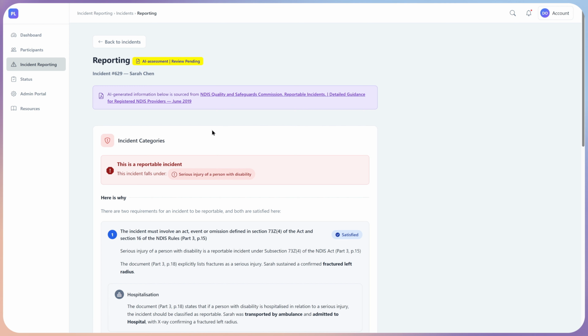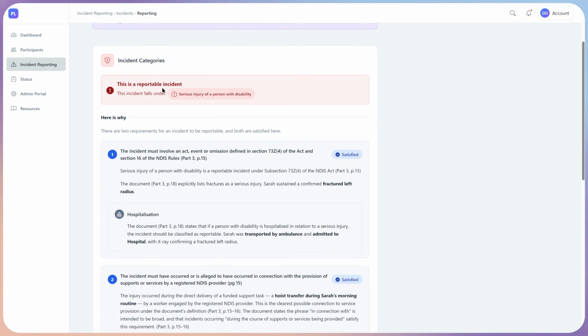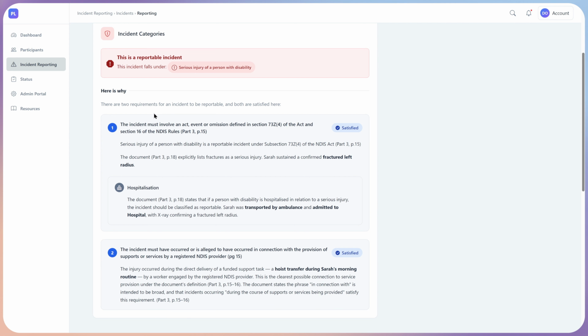Here it's saying that this is a reportable incident, and it's saying that this incident falls under serious injury of a person with disability. It gives us a reasoning for why it has categorized this incident as such. It says that there are two requirements for an incident to be reportable, and both are satisfied here.